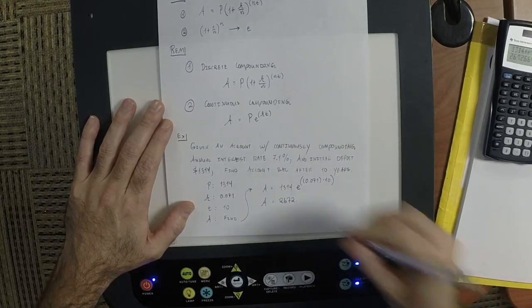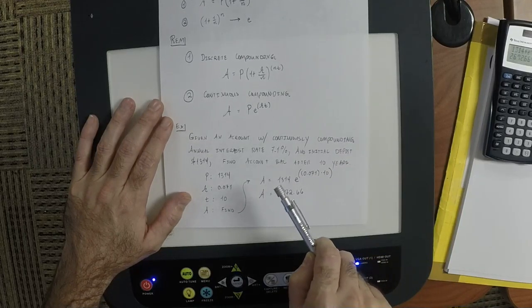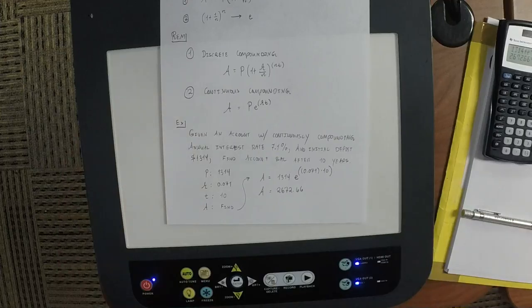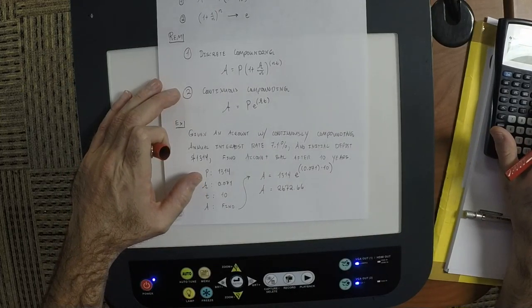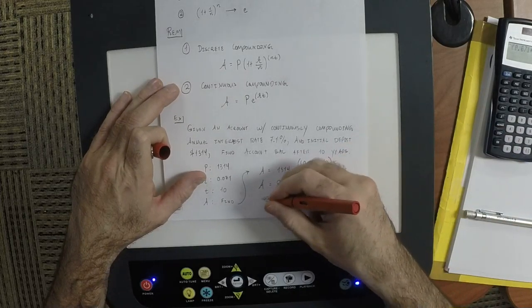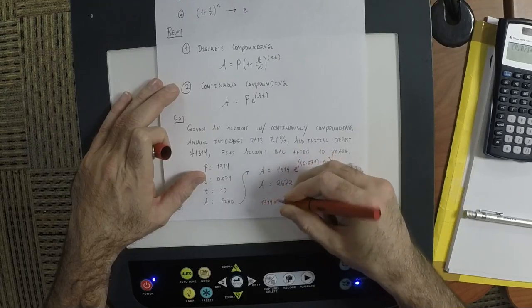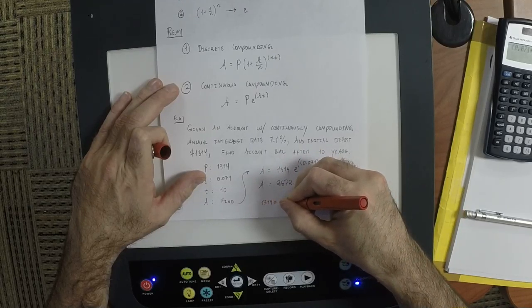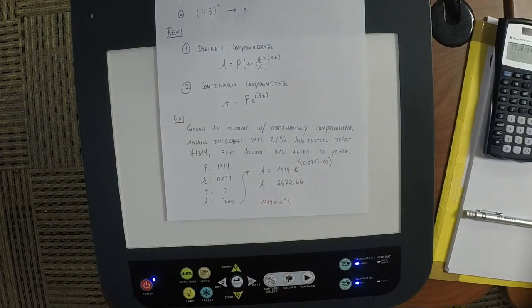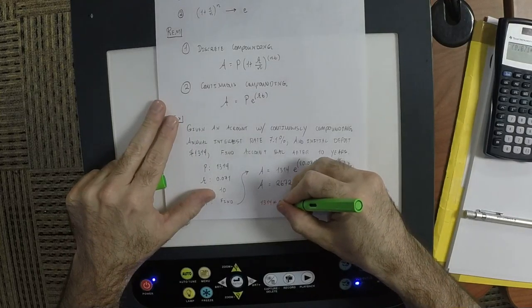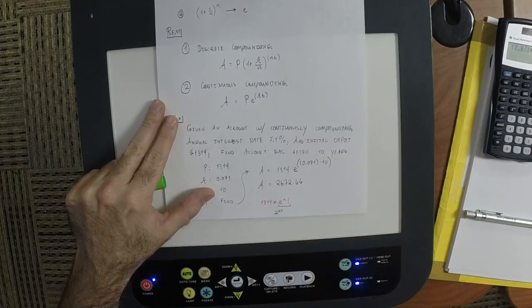And I get that A is 2672, 0.66. And to get my calculator to do that, I had to type... Did I do it right? Yeah. To get my calculator to do that, I had to type 1314, multiply, and then I had to make this show up, e caret this.